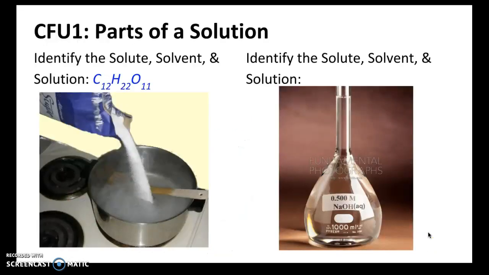Okay, so let's do a quick CFU. You're going to identify the parts of the solution here. We have sugar, water, and this is the chemical formula for table sugar. So you have sugar being dissolved in water, and here you have a sodium hydroxide solution. For each of these, you identify the solute, solvent, and solution, and be sure to utilize the phases. Pause the video now. When you press play again, the answer will be revealed.